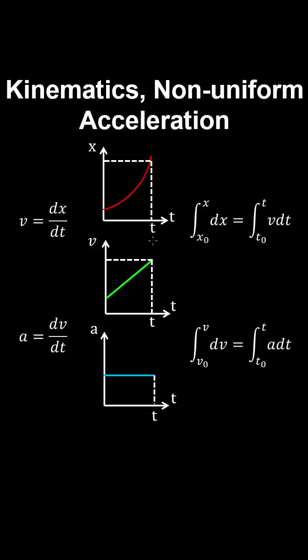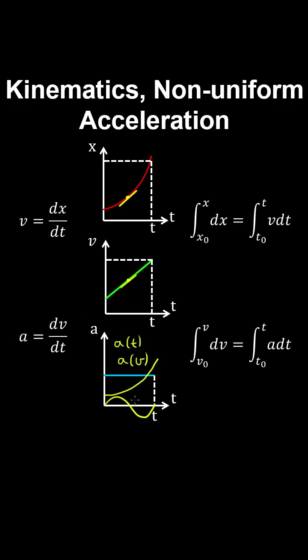For problems where the acceleration is non-uniform, so the acceleration may be a function of time, or a function of velocity, and so on, in this case we need to use our differential equations for the instantaneous velocity and acceleration. So differentiating the position with respect to time, we get the instantaneous velocity at some time t, or the slope of the tangent to the position time curve at time t. And if we differentiate again, we obtain the instantaneous acceleration.